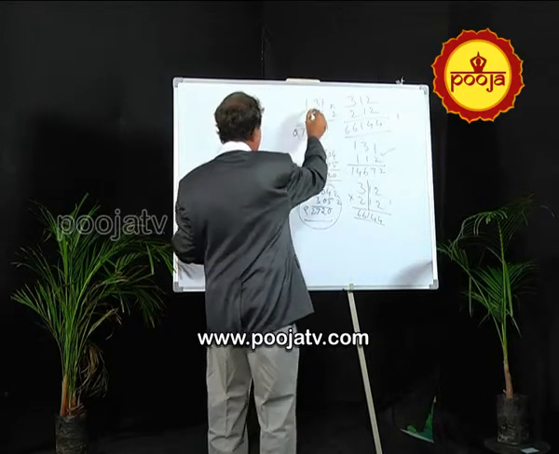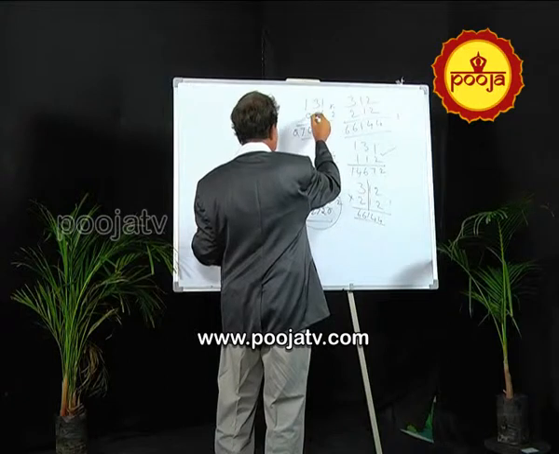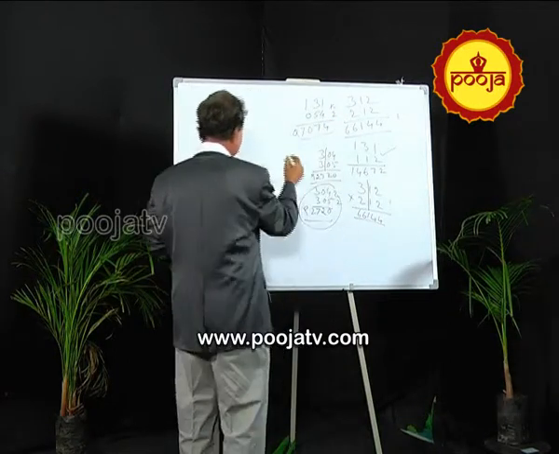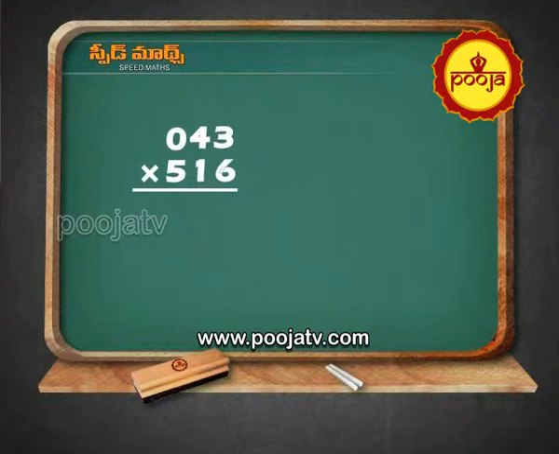Like that, if you have 2 digits either on the top side or on the bottom side, for the third digit you add 0 on the left side and proceed. See, 43 into 516. Put 0. Now 6 into 3 is 18, 6 into 4 is 24, 24 plus 3 is 27, 27 plus 1 is 28, 2.